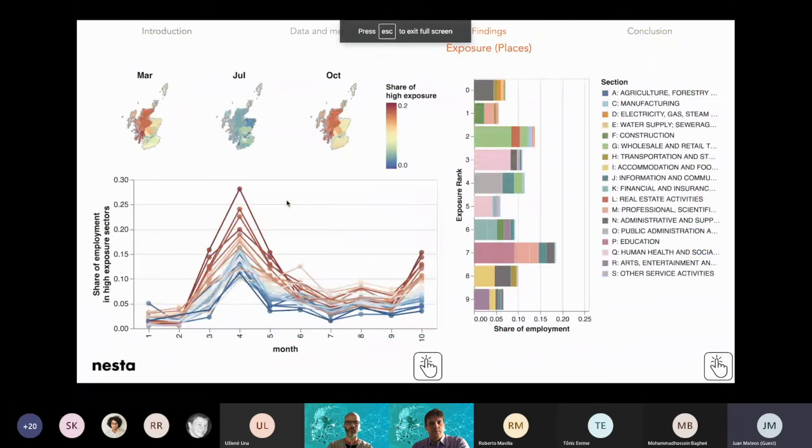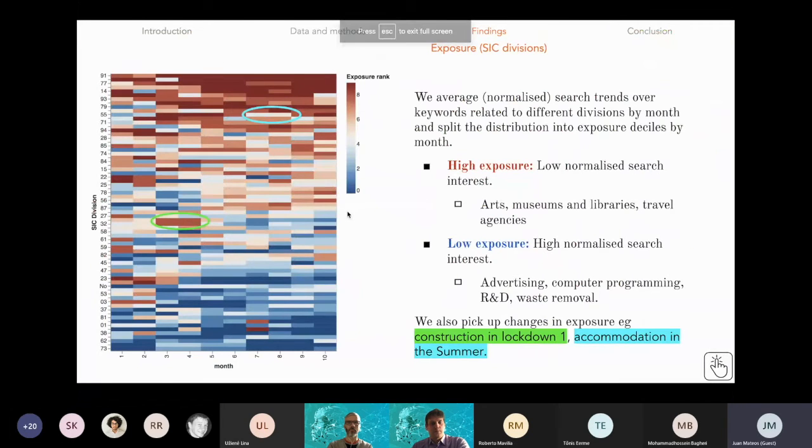And what's nice about this is that not only are we getting a sense of what sectors were impacted, but also of the timing of the impact. For example, in the UK, in the summer, we ended the lockdown and everyone was a bit like, yay, it's almost like the crisis is over, we can go on holidays. And actually accommodation in the summer seems to be less exposed, because some people were looking for where to go on holidays in the UK.